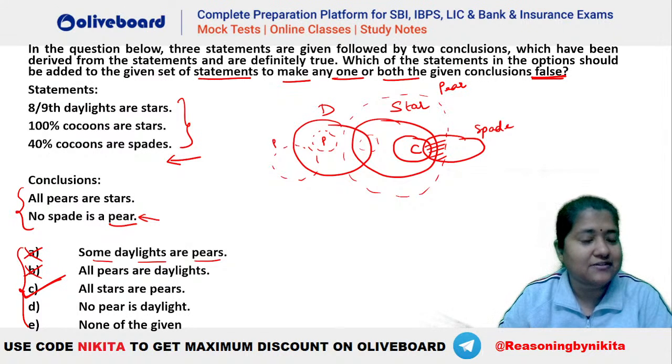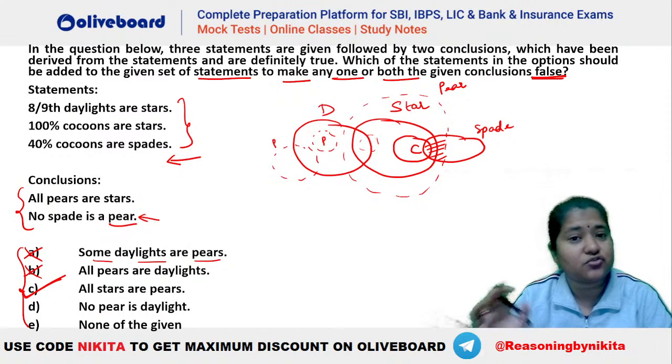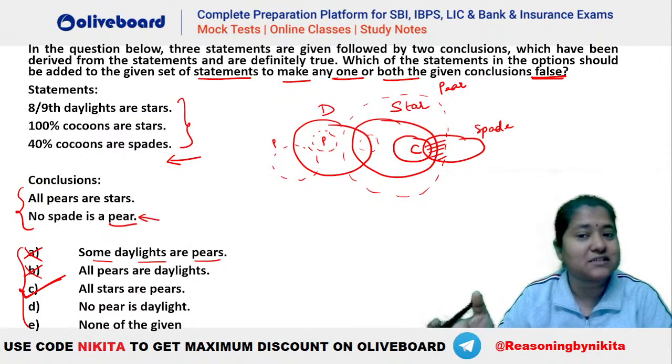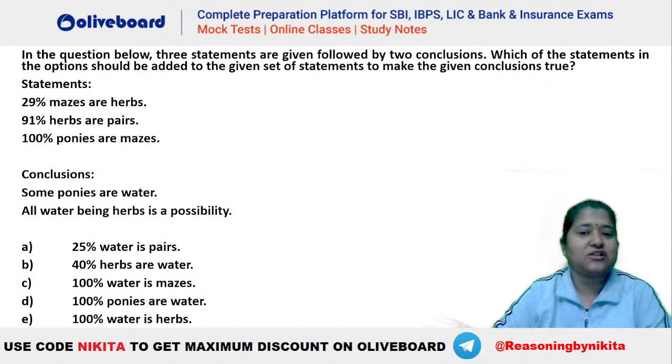Are we clear, guys? So the question was that which of the following should be added as the fourth statement so that the two conclusions, either the two conclusions or any one of them becomes definitely false. Okay? Chalo. Next question, let's see.